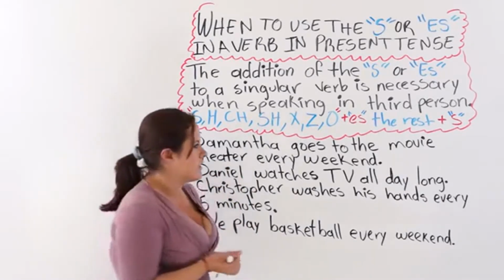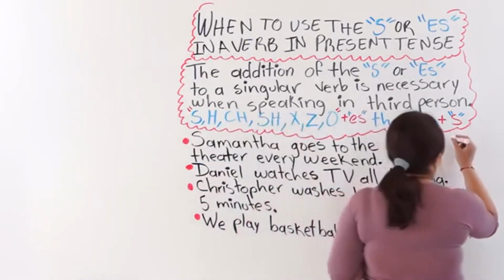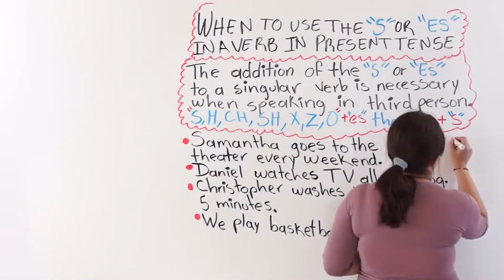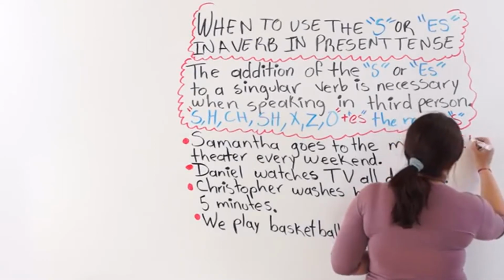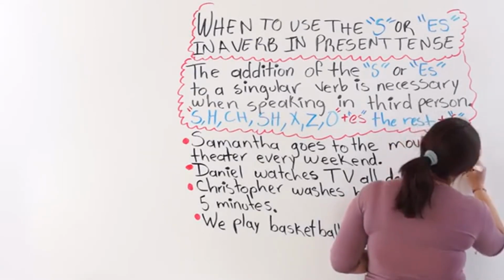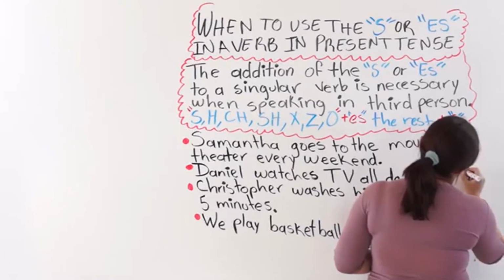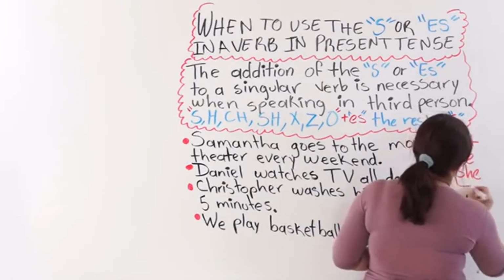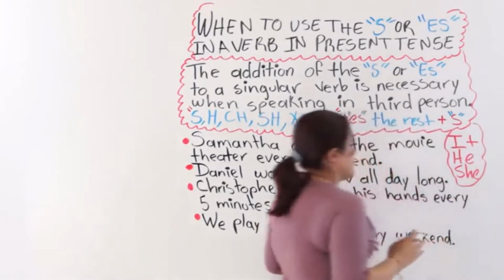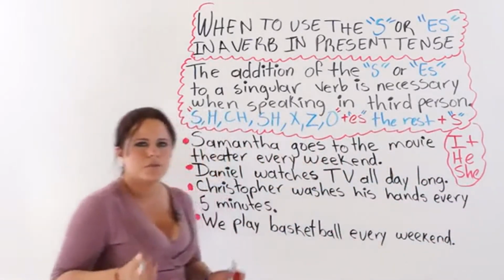You may already know that the third person pronouns are it, he, and she. These are the third person personal pronouns.